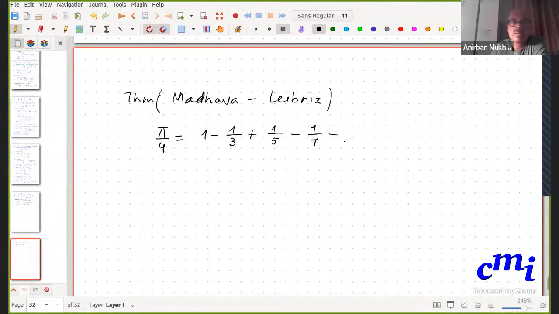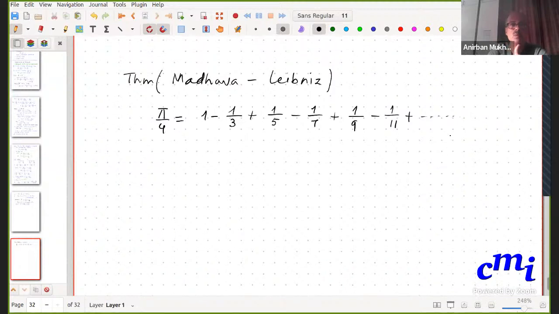So reciprocals of odd numbers appearing alternately. Reciprocals of odd numbers with alternate sign. So an infinite series. So that's the theorem. The proof is very easy.